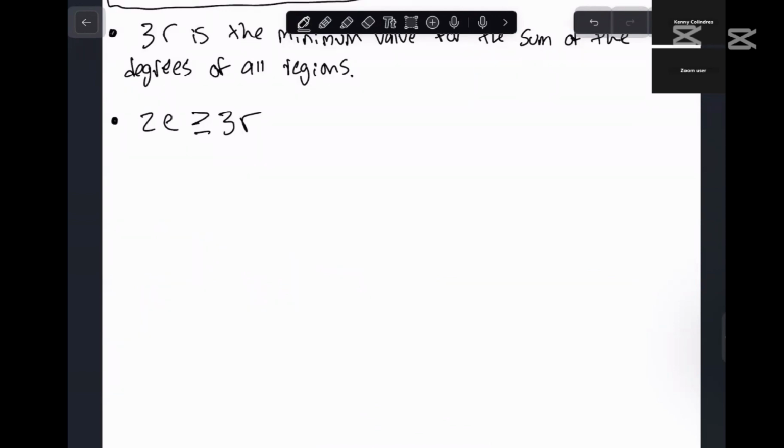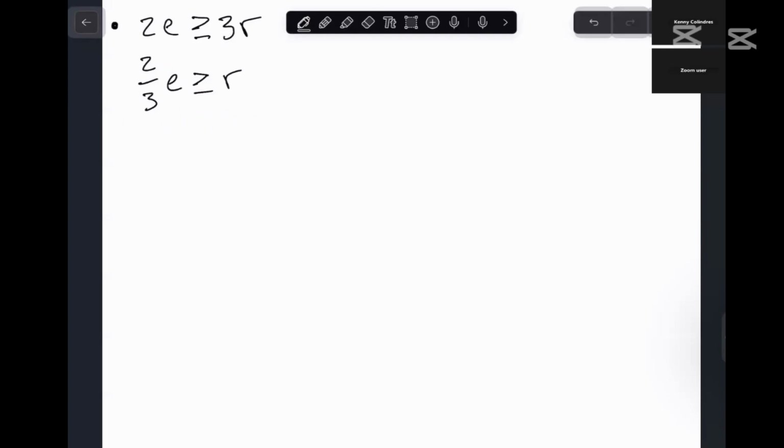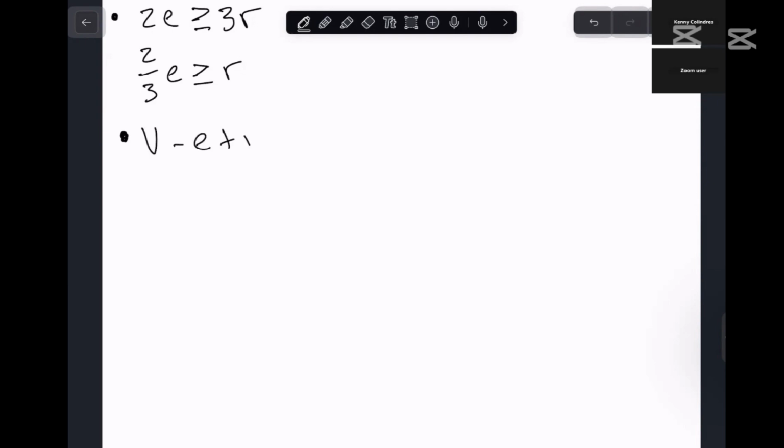Now, using this, what we're going to do is just simply solve for R, which yields 2/3 E is greater than or equal to R. And here is where we bring in Euler's formula, or the theorem, which is V minus E plus R equals 2. Now, what we're going to do is simply rearrange and isolate R, which we can do by subtracting V and adding E to both sides. So we get R equal to E minus V plus 2.